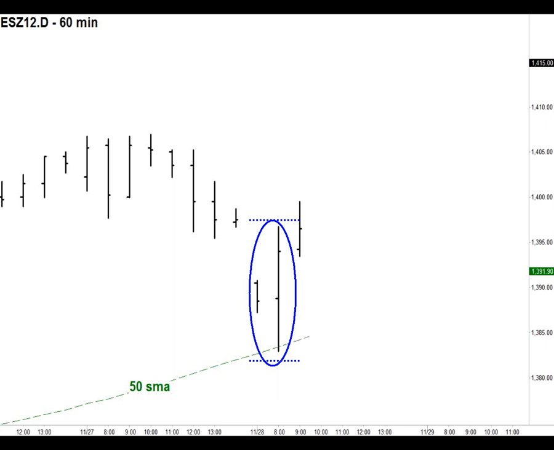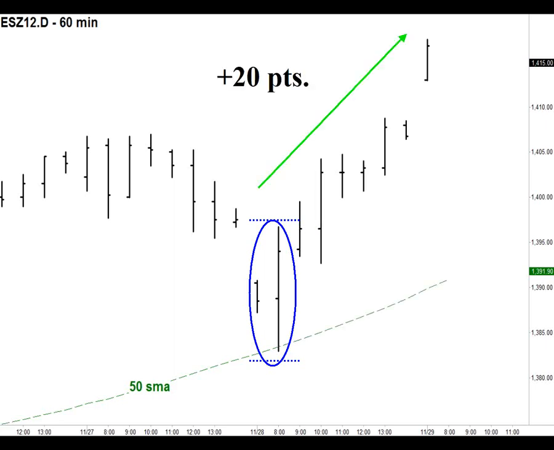So as you can see on the very next 60-minute time frame, guess what? We broke the upper portion of that outside bar day, and look what happened. In the next 5-6 hours, it was 20 points to the upside in the E-mini. All right, this was just last November 28th. This was just a couple of weeks ago.